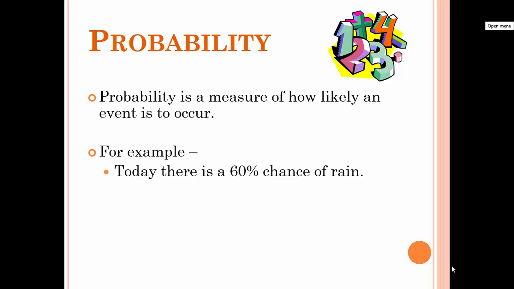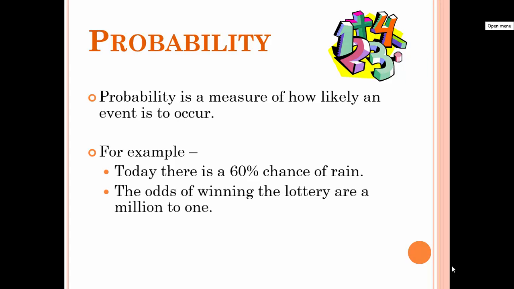For example, today there's a 60% chance of rain. As you look outside, we might be able to determine if this is true or not, but it is a claim that I am making, so the probability that I'm using is measured in percents, 60%. The odds of winning the lottery are 1,000,000 to 1. So this particular measurement that I'm using for the event to occur is numbers in a written form.